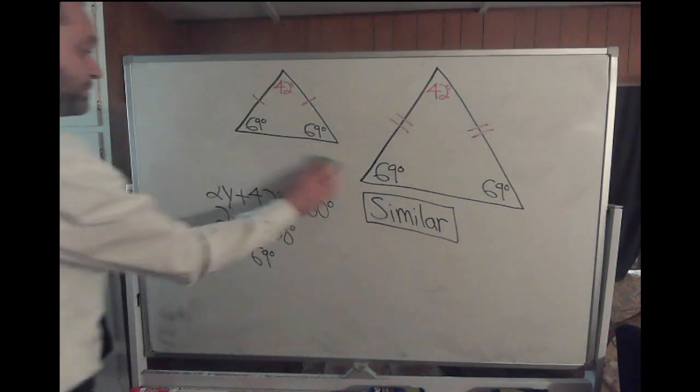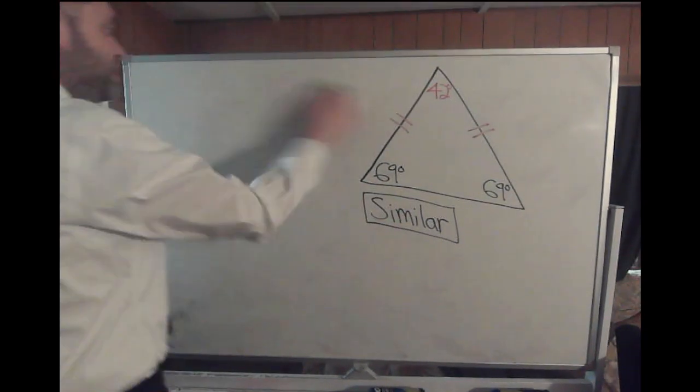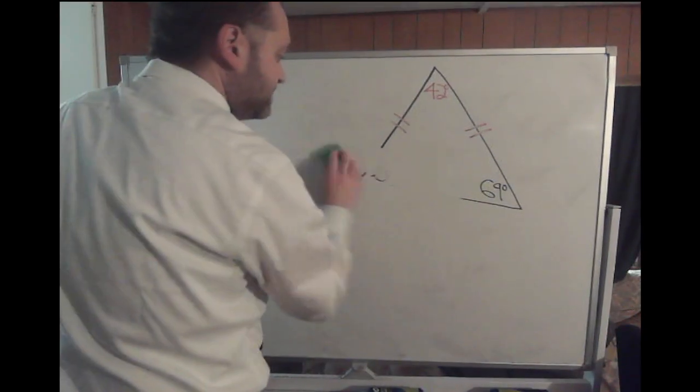All right. So, I think the AA Similarity Postulate's pretty simple to understand. If you have two angles of one triangle congruent to two angles of another triangle, then they're similar.